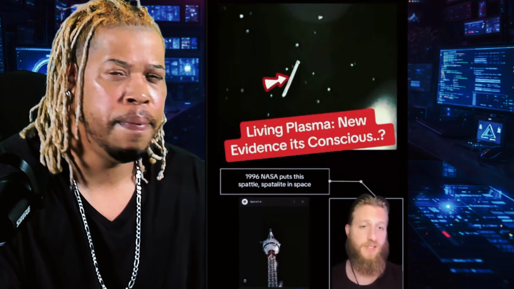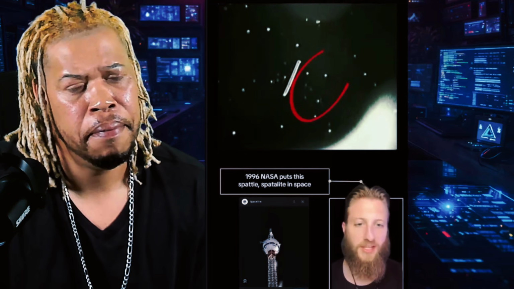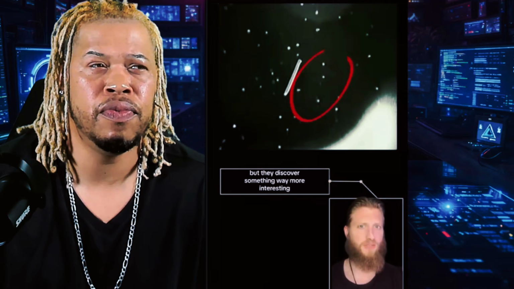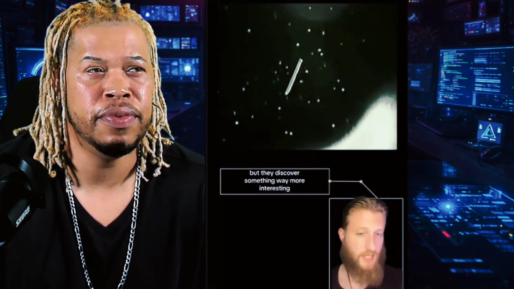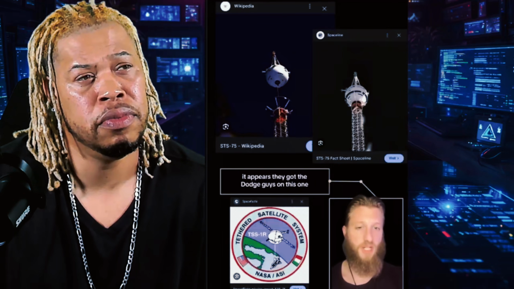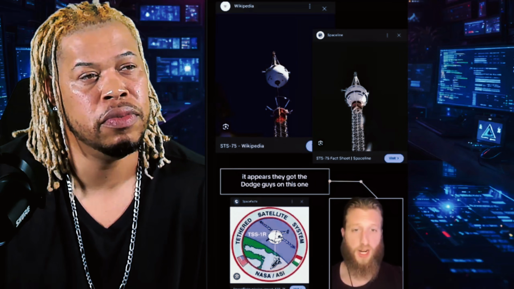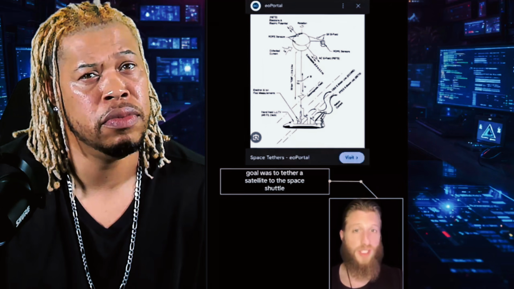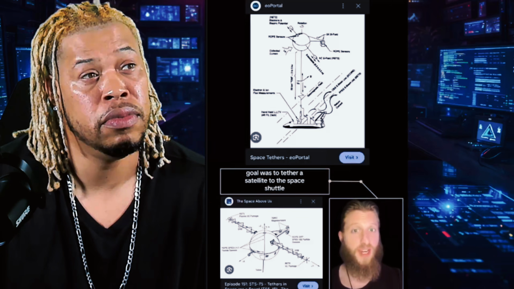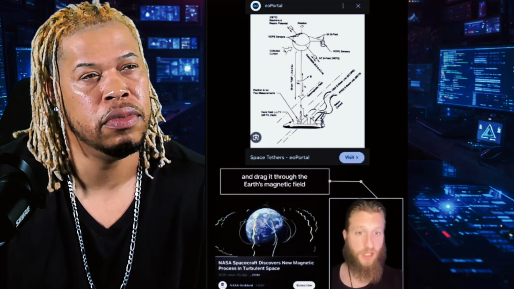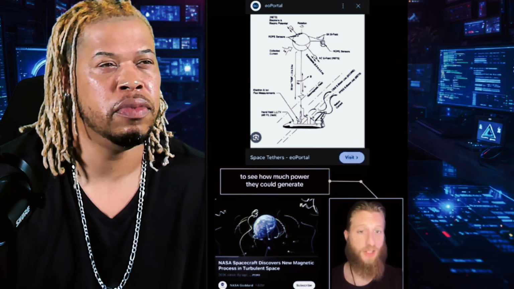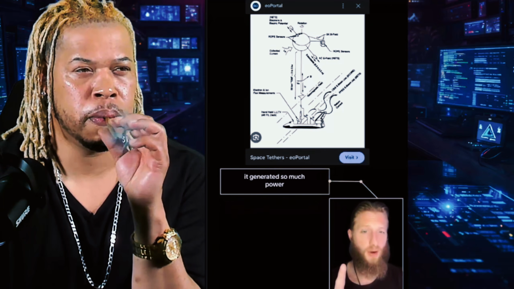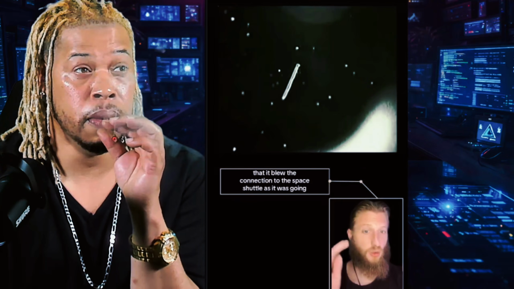1996, NASA puts this satellite in space. The mission doesn't go as planned, but they discover something way more interesting. This is the STS-75 mission. It appears they got the Dodge guys on this one because this mission is ridiculous. The goal was to tether a satellite to the space shuttle and drag it through the Earth's magnetic field to see how much power they could generate. It generated so much power that it blew the connection to the space shuttle.